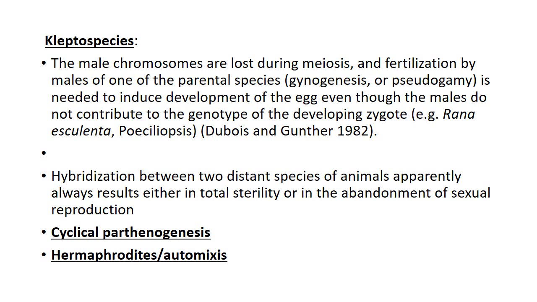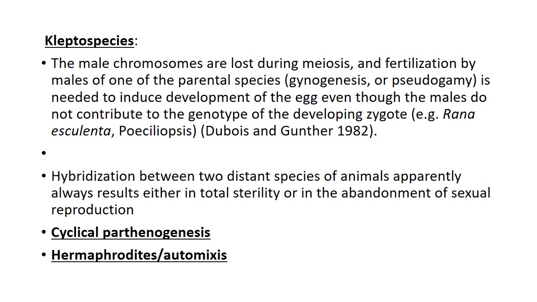Hybridization between two distant species of animals apparently always results either in total sterility or in abandonment of the sexual reproduction. We have already gone through it in the biological species concept, in which we say that if two distant species try to interbreed and they become successful, then the future offspring would be sterile. Or we can see that there might be an abandonment of the sexual reproduction in the future generations as well.